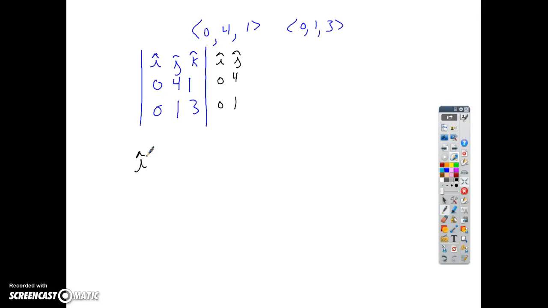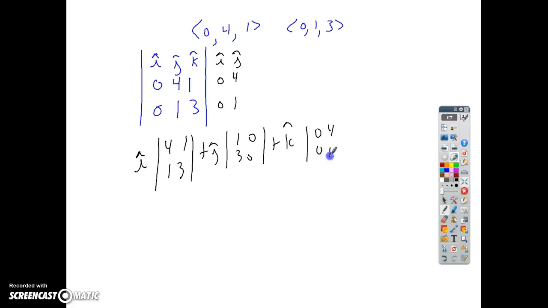Yes? I have a question. Why is it that it ends in the answer with only an i-hat? Let me do the problem first. Okay, so I'm going to go like this, and I'm going to go 4, 1, 1, 3. It's a good question. We're going to get to it. Next one will be j-hat: 1, 0, 3, 0, plus k-hat: 0, 4, 0, 1. If you did your homework, you should be able to do at least that fast.